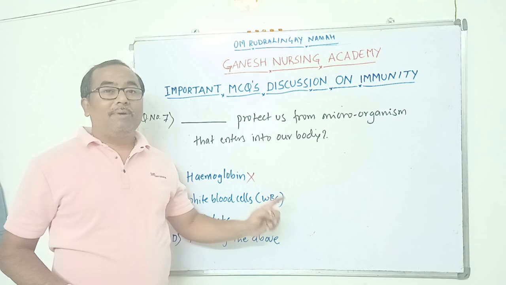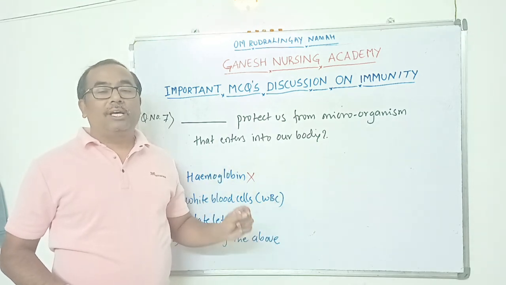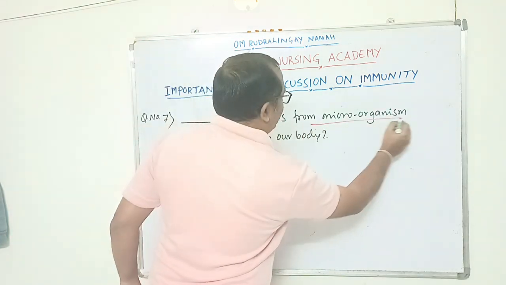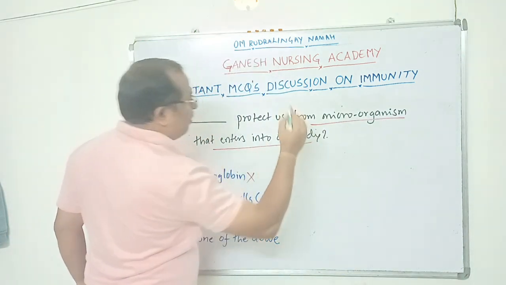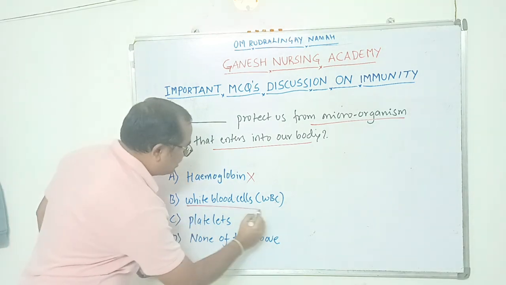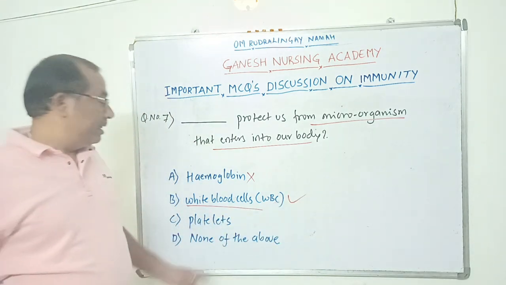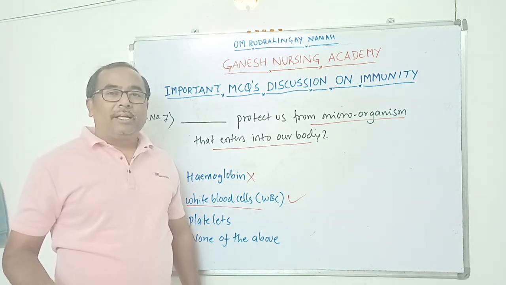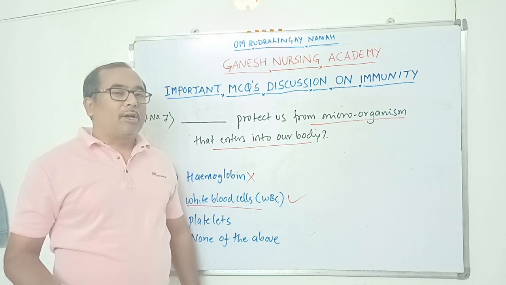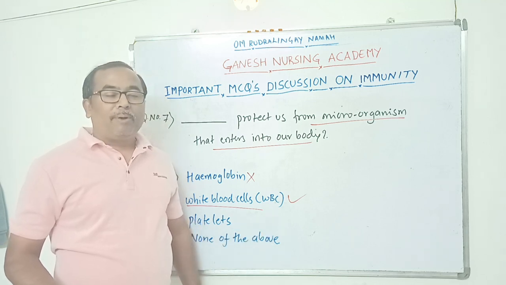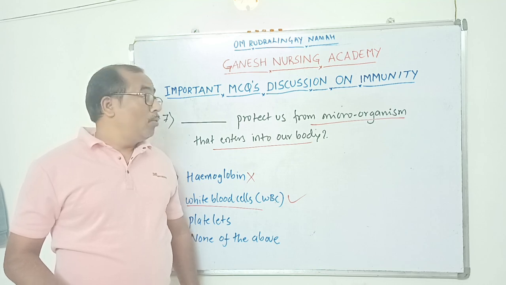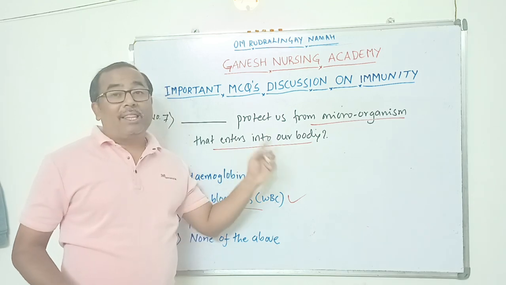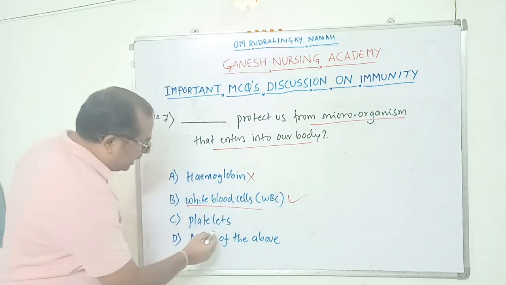White blood cells are the main cells responsible for protecting our body from microorganisms. So white blood cells is the right option here. These cells regulate cell-mediated immunity and humoral immunity, and prepare the immunoglobulins against microbial agents. They are responsible for protection of our body whenever microbial agents enter it.